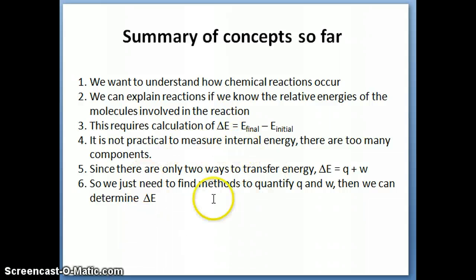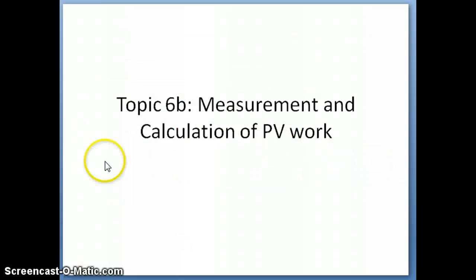At the end of the topic, I mentioned the fact that in order for us to measure delta E, which is the quantity that we're looking for, remember that's a change in the internal energy for a given chemical reaction, we have to measure two components, which are heat and work. So if we can measure heat and work associated with every chemical reaction, then we can add those two numbers together and obtain delta E. So topic 6b is associated with measurement of one of those two components, which is work.